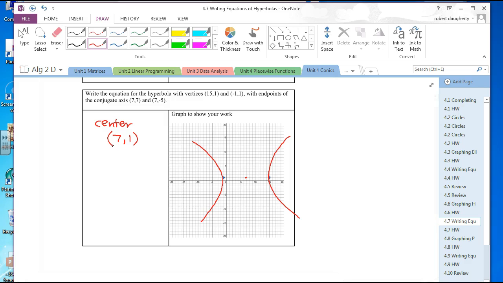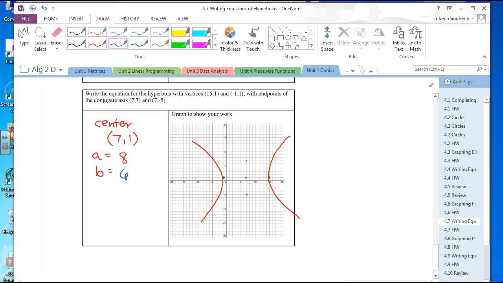Now, how do I find a and b? a is what? 8, okay, because it's a distance of 8 to get from the center to the vertex and to get back to the other vertex. Now, they give me endpoints of the conjugate axis at (7, 7), which is right here, and (7, -5), which is right here. So what does that tell me? What is b? Yeah, b is 6.